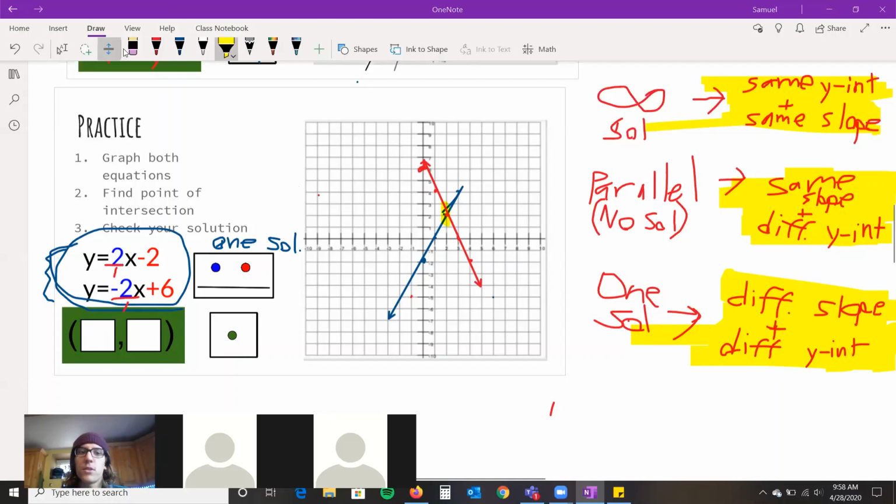But yeah, so anyway, just by looking at this equation, we can know how many solutions it's going to have by using this info on the right, okay? So if it's got the same y-intercept, same slope, infinitely many solutions. If it's got same slope, but different y-intercepts, then it's going to be parallel lines, right? And if it's got a different slope, different y-intercept, then it's going to be something like this, right? Two lines hitting.